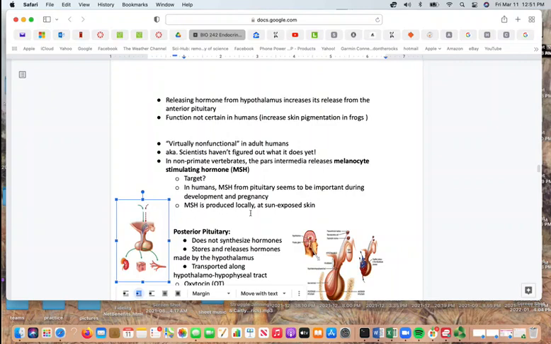So when you have local trauma to the skin, such as sun exposure, you'll actually produce some MSH, and that will cause more pigmentation as well.